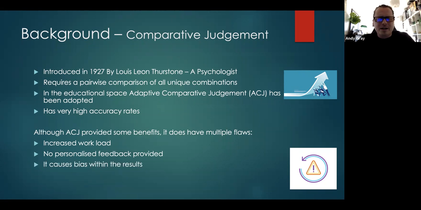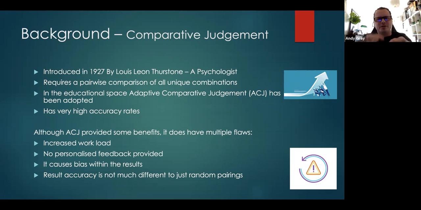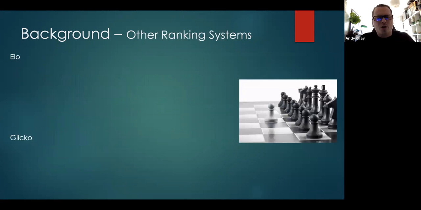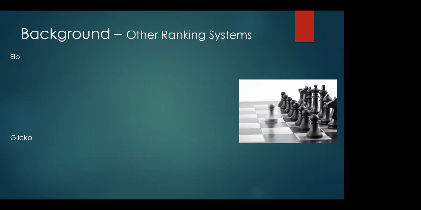And ironically, the whole process is trying to remove bias from the teacher's marking, but the process itself causes bias due to its adaptive nature, because it's showing the similar ones in the middle more. This creates an unintentional bias within the rankings. And ultimately, studies found that the results are not much more accurate through this adaptive process than if you just had random pairings and asked people which one is better. So this led us to look into other systems that could help do this ranking process for us.